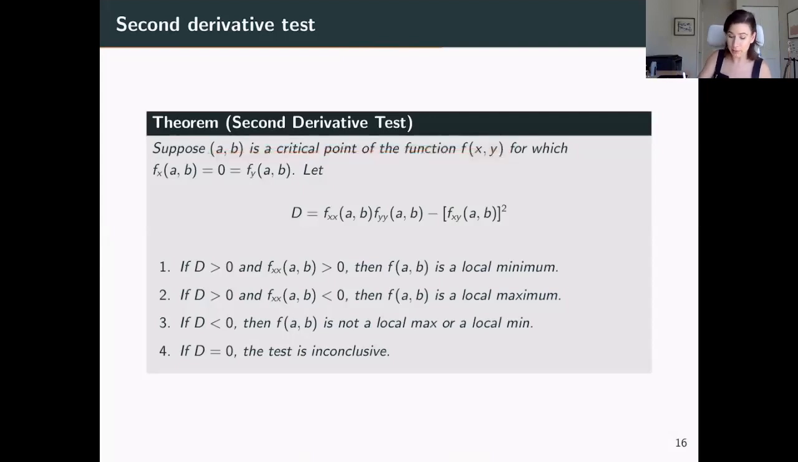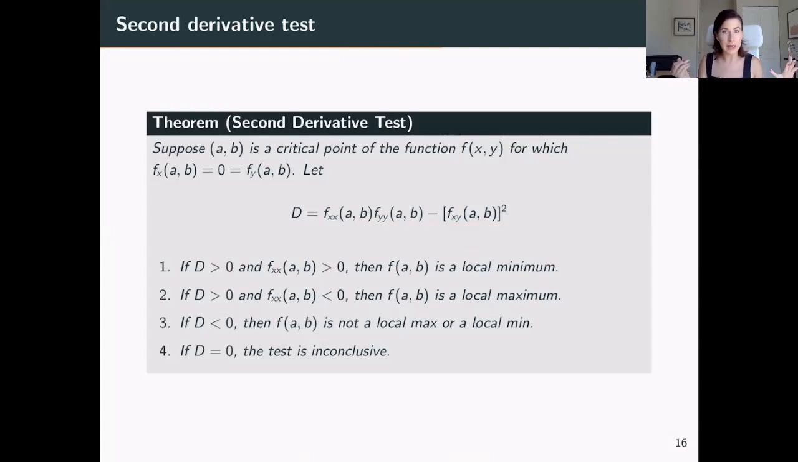So we start off with that critical point for which we have that our first partial derivatives are both equal to 0. And we're going to define a new number D, which is going to be equal to the second order partial fxx times the second order partial fyy minus the second order partial fxy all squared. Dealing with this is quite complicated. We don't have the time to work through the proof of it. If you have questions, I encourage you to reach out.